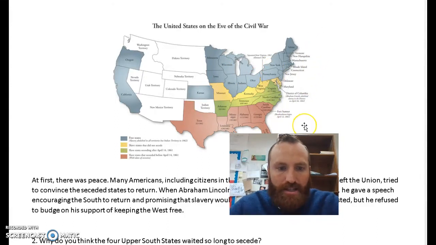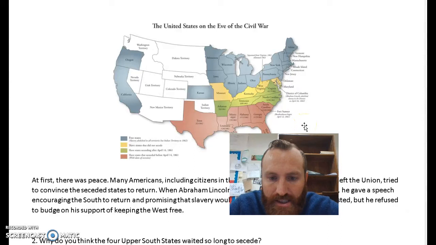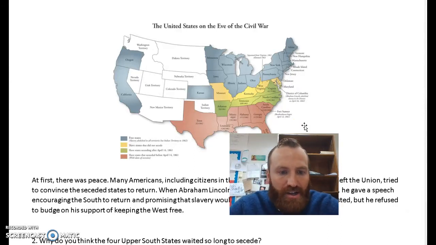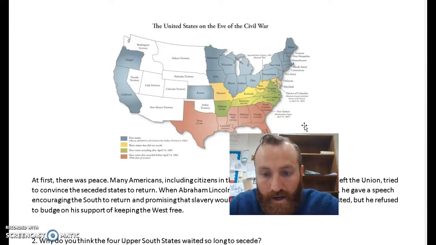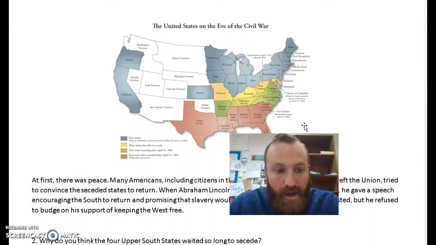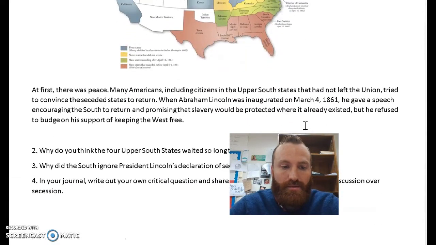At first there was peace. Many Americans, including citizens in the Upper South states that had not left the Union, tried to convince the seceded states to return. When Abraham Lincoln was inaugurated on March 4th, 1861, he gave a speech encouraging the South to return and promising that slavery would be protected where it already existed, but he refused to budge on his support of keeping the West free.